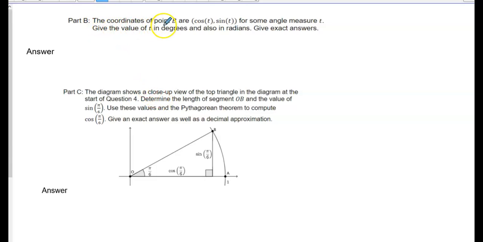Part B, the coordinates of point B are cos t and sin t for some angle measure t. Give the value of t in degrees and also in radians. Give exact answers. I want you to pause the video, consider this question, try your hands at it, and then let's take the answer together.